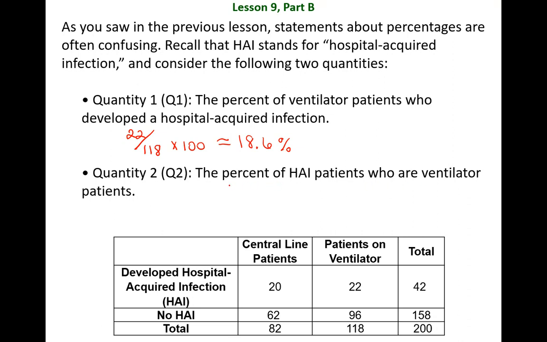Quantity 2 is the percent of hospital-acquired infection patients who are ventilator patients. If we look at, remember, percent of, this is our base. There are a total of 42 infections. That's our base. So, how many of those sick people were ventilator patients? 22 out of 42. That's 52.4%.